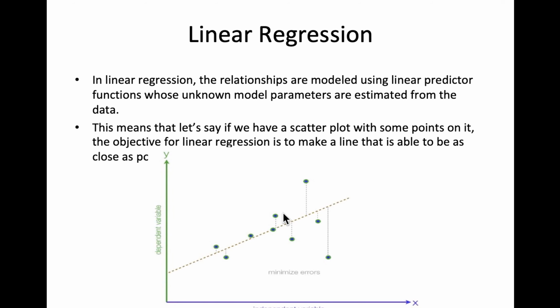So if we have a scatter plot with some points on it, the object is to draw a line through these points so that they're as close as possible to the points, and essentially minimize the error. While this point lies on the line, this point doesn't, and the whole point of ordinary least squares regression is to minimize this error, because obviously a straight line won't go through every point.